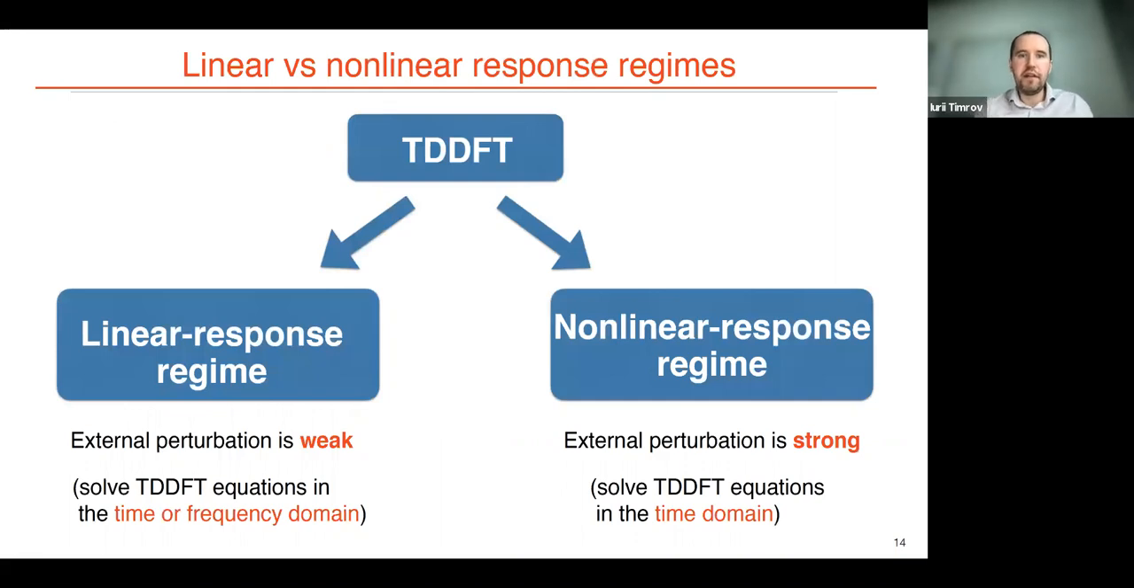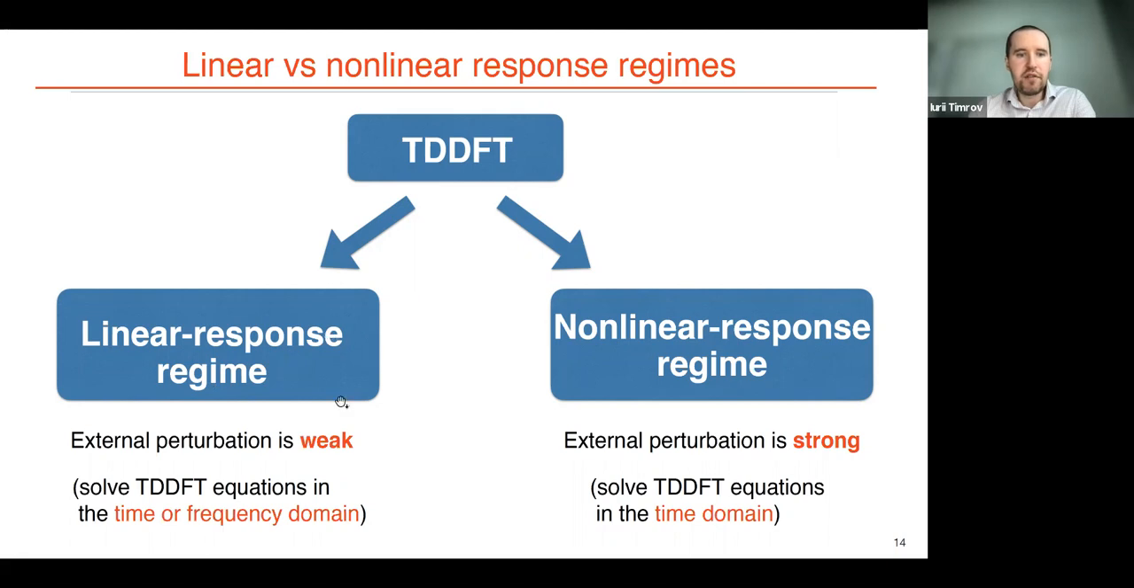Okay, so we have TDDFT, and we can now define 2 cases, 2 regimes. One is the so-called linear response regime, and the second is the nonlinear response regime. In the linear response regime, we apply an external perturbation which is weak. This allows us to use perturbation theory, expand all quantities in a Taylor series, and cut the expansion, for example, at first order. This gives us the linear response because we cut the expansion at the first order.